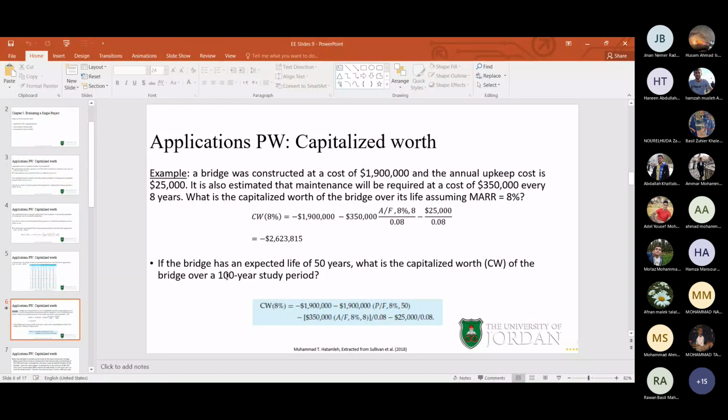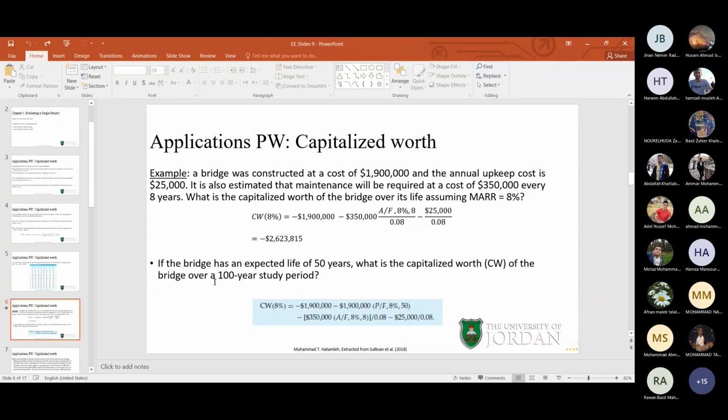Now if the bridge has an expected life of 50 years, what is the capitalized worth of the bridge over a 100-year study period? I'm assuming that after 50 years the bridge would be demolished and we're going to build a new bridge to cover the next 50 years. So if I draw a cash flow diagram, at year 0 I would have 1.9 million. Each and every year I would have an expense of 25,000. Each 8 years I would have 350,000, and by the end of the 50 years I would have another 1.9 million, etc., to an infinite amount of time.